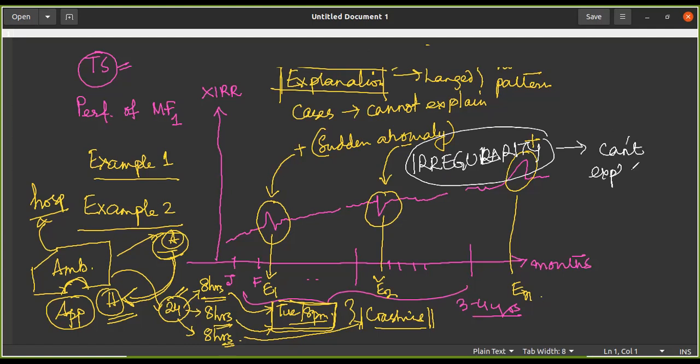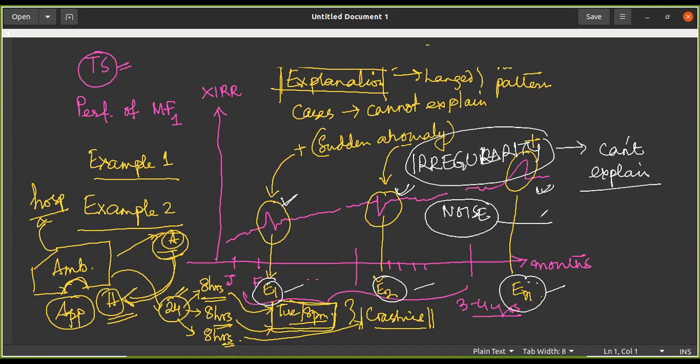There was some external event which happened on that day, and those external events were not planned. They were completely unplanned. It happened all of a sudden, and that is the reason why this kind of change in behavior was seen. This irregularity component is also known as noise. And there's a very important statistical property of this noise.